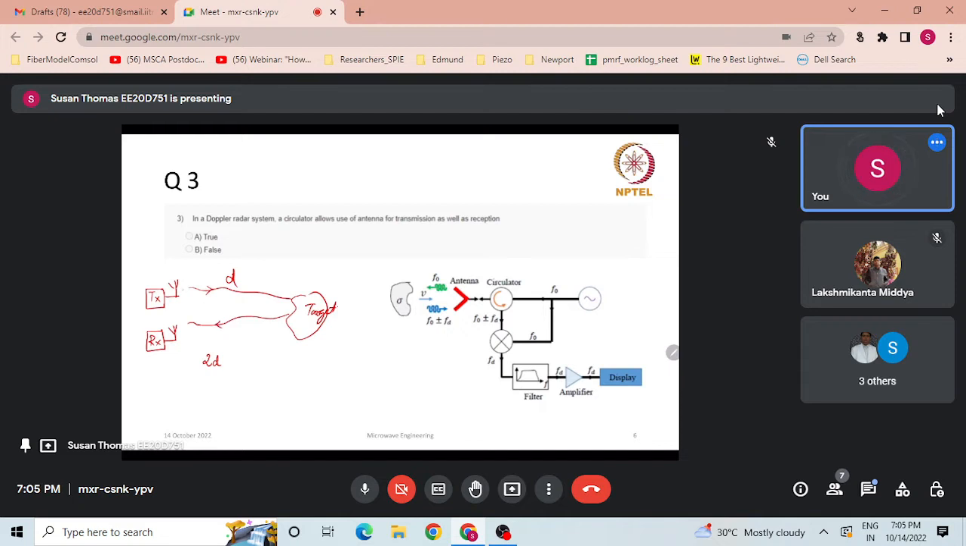You send out a signal and wait for the return signal to come back. If you know the time delay, the time taken for the return signal to come back to the receiver, you can multiply that with C to get twice the distance to the target.